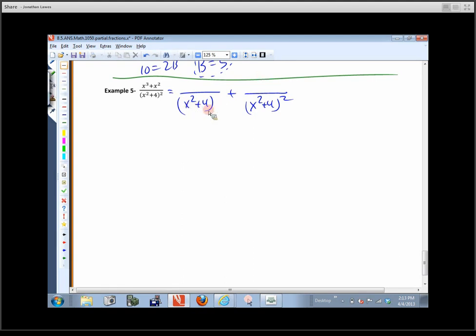So the factor is degree 2. The numerator is going to be an ax plus b. Again, we're saving places for all the possibilities. The factor is degree 2. The numerator is going to be degree 1. So that's a cx plus d.